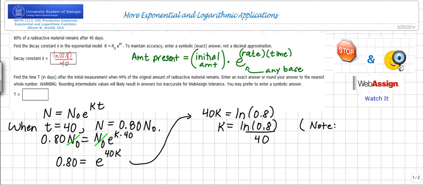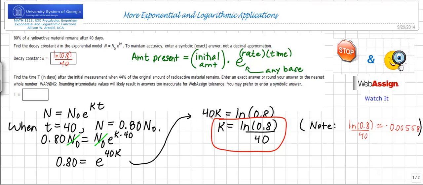But I want you to notice what this is as a calculator value. It's approximately negative 0.00558. And the point I'm making here is that it is indeed a negative rate. So that's consistent with the problem being a decay problem. All right, so now we have settled the value of k is natural log of 0.8 divided by 40.